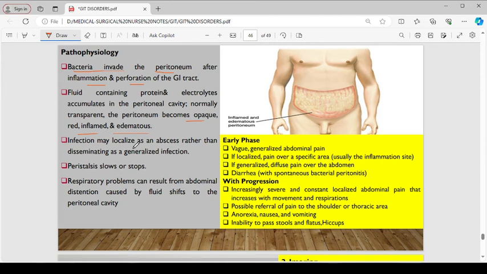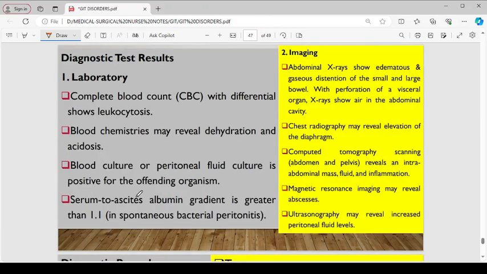The infection will now localize as an abscess, or rather disseminate, so that we have a generalized infection. Peristalsis will be slowed or sometimes even stopped. Respiratory problems can result from abdominal distension caused by fluid shift into the peritoneal cavity. In terms of diagnosis, we could do CBC, which will show leukocytosis, or blood chemistry may reveal dehydration and acidosis. Blood culture or peritoneal fluid culture will be positive for the offending organism.